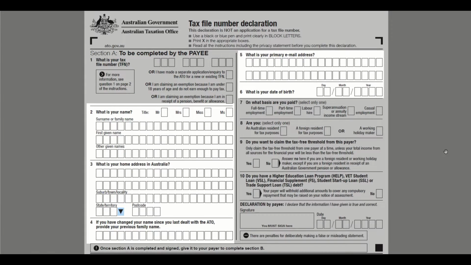Questions 2 to 7 are regarding your personal details. You should ensure that your response matches what you have provided in your most recent tax return to avoid common identification issues if you're required to speak or transact with the ATO in future.